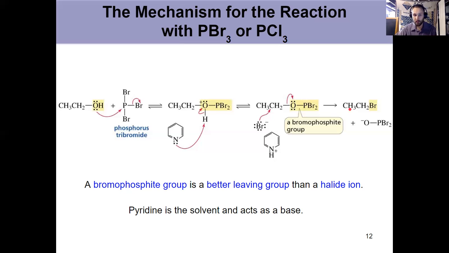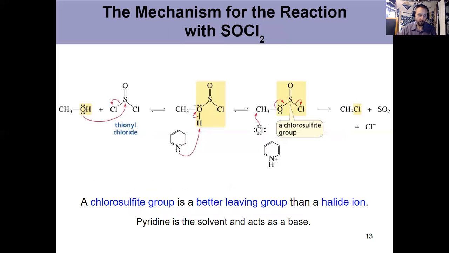Same mechanism for PCl3, same mechanism for SOCl2. Just make sure you know how to draw these things. Know how pyridine is important. Know that you can use any one of them to convert an alcohol to an alkyl halide. Okay. That works for primary and secondary alcohols. If you have a tertiary alcohol, too much steric hindrance. You can't have the backside attack that's necessary in the final step, right here, chloride coming in to attack and kick off your leaving group. Can't do it for tertiary. Primary and secondary, great. Tertiary, no bueno.